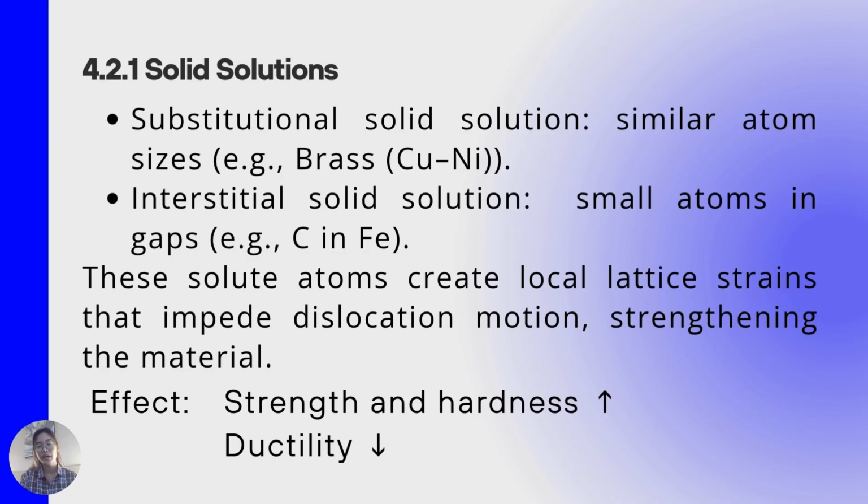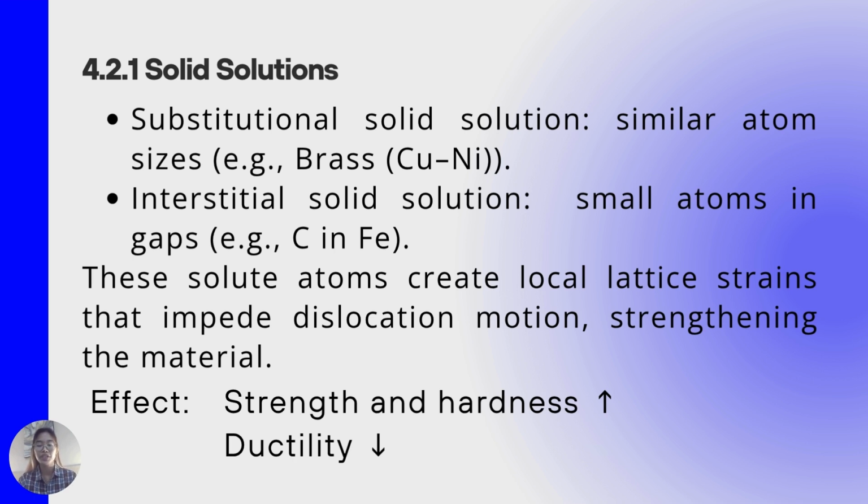Now that we understand how atomic arrangements affect basic properties, let's see how alloying changes those structures to enhance strength, starting with solid solutions. A solid solution forms when atoms of one element dissolve in another to create a single uniform phase. There are two main types: substitutional solid solution, where solute atoms replace host atoms in the lattice. This happens when the atoms are roughly similar in size and crystal structure. A good example is brass, a substitutional alloy of copper and zinc, or copper-nickel alloys.